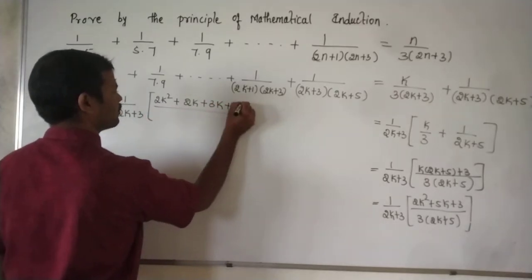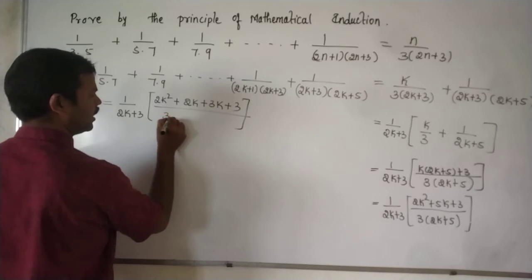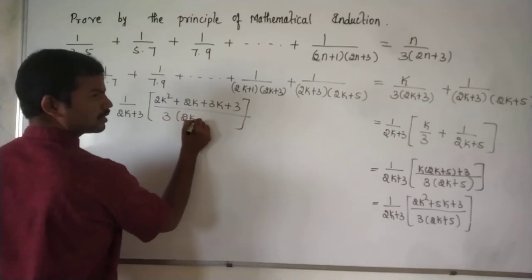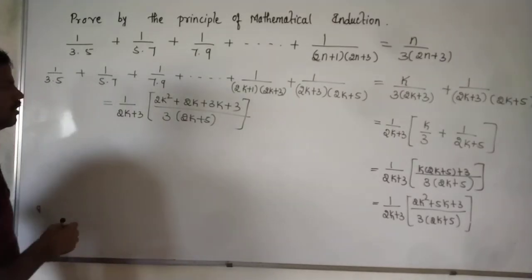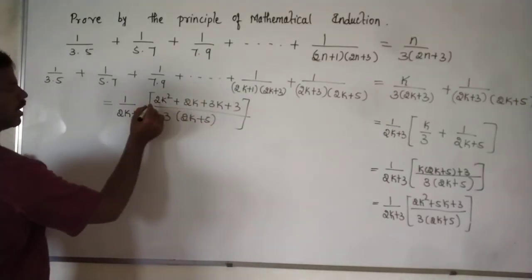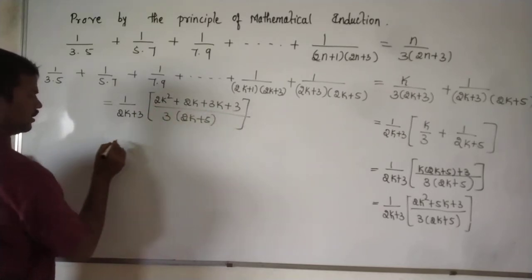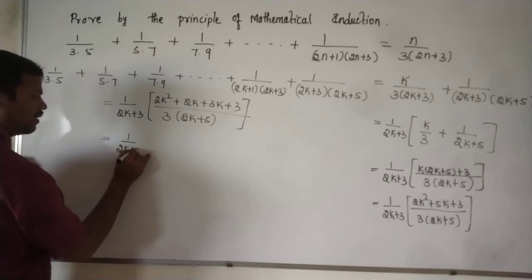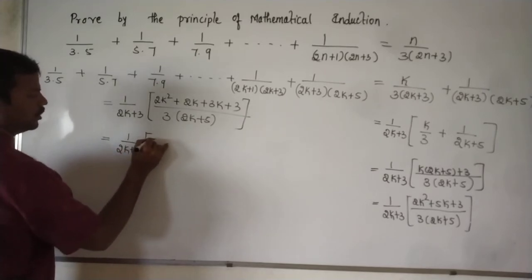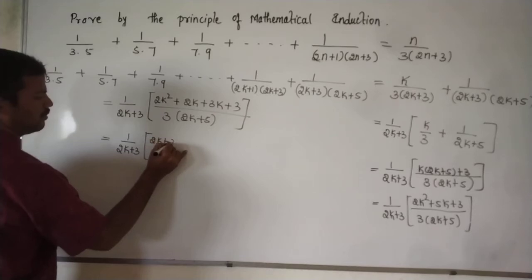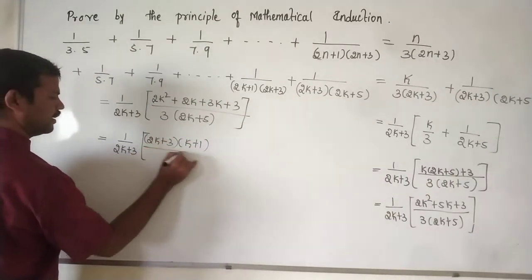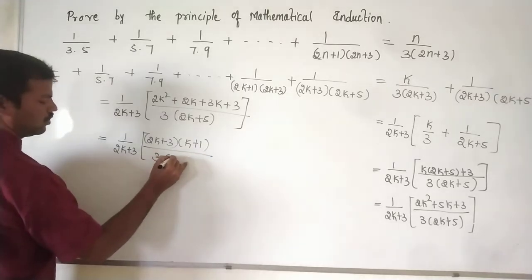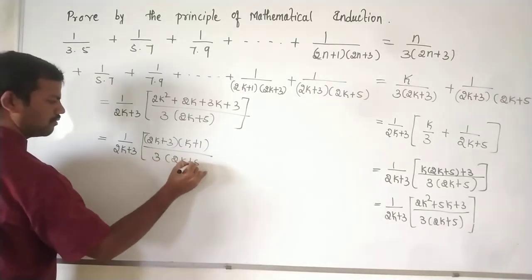So ಈ ತರ ಬರೀಬಹುದಲ್ಲ, 5 divided by 3 into 2k plus 5. 2k plus 5 ಏನಾಗುತ್ತೆ ನೋಡ್ರಿ, ಕಾಮನ್ 2k ಕಾಮನ್ ಆಗುತ್ತೆ, ಇಲ್ಲಿ 3 ಕಾಮನ್ ಆಗುತ್ತೆ. So shall we arrange like this, that is 2k plus 3 into bracket: 2k plus 3 ಒಂದು ಫ್ಯಾಕ್ಟರ್ ಆಗುತ್ತೆ, ಇನ್ನೊಂದು k plus 1 ಒಂದು ಫ್ಯಾಕ್ಟರ್ ಆಗುತ್ತೆ, divided by 3 times of 2k plus 5.